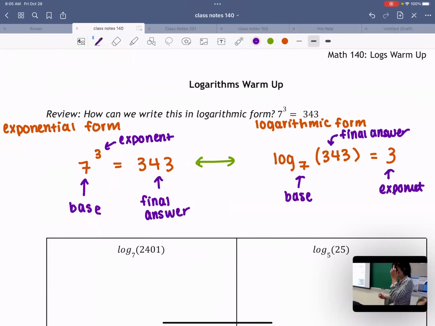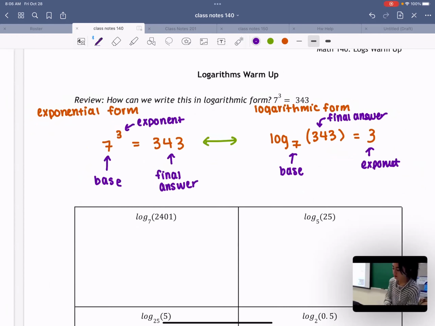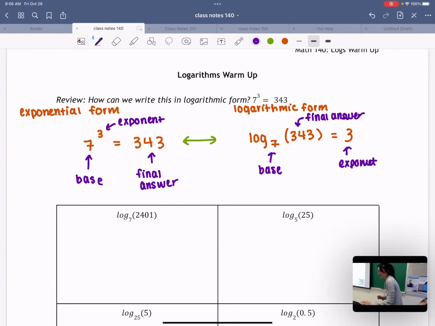Okay, so essentially what logarithms are doing is it's asking the question, what power should I raise 7 to get the final answer of 343? Okay, it's basically kind of the inverse of an exponent, right? Instead of finding what the final answer equals, we're going backwards and trying to find the exponent. Okay, let's do some practice finding logarithms, and then we'll continue on.